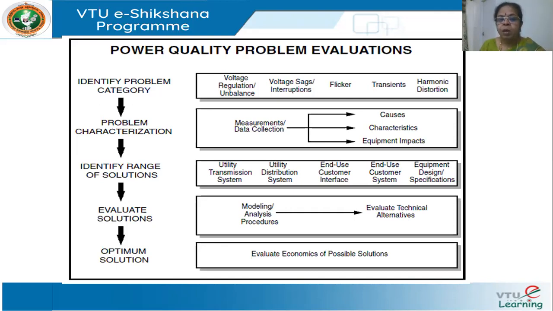This is the procedure. Now, what happens normally is this. Let us say we have an industry. Let us say you have a paper mill. And this industry is, let us say, taking supply from a 66 kV transformer and then using different voltage levels within the industry. Because for the lighting, they may need only 230 volts, and maybe for some drives they need a higher voltage, and they may be using DC, for which they may be rectifying, and so on and so forth.